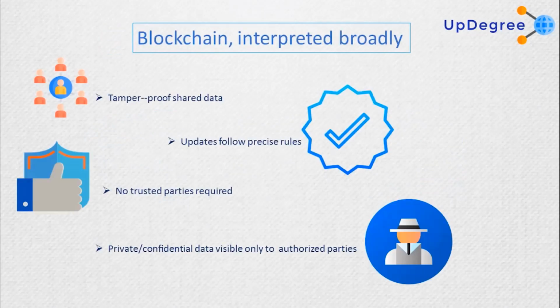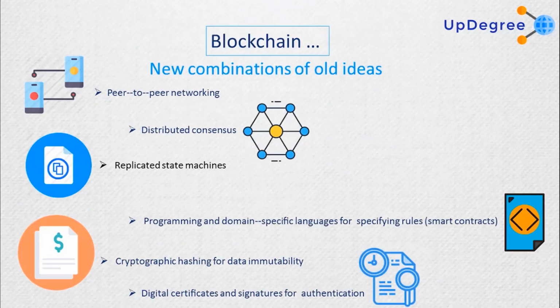We have already seen, right? Blockchain is interpreted broadly as tamper proof, it follows precise rules, no trusted parties, and it has confidential data only for authorized parties. So these are some of the advantages or the characteristics of blockchain. It is tamper proof, it updates and follows precise rules, it has no trusted parties, and it's completely private or confidential. It's basically a new combination.